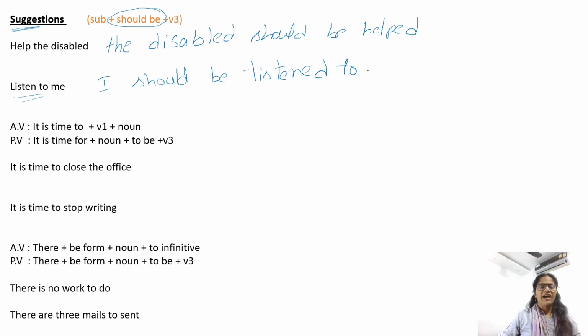If a sentence has a structure like it is time to, V1 form of a verb and noun, you need to change it into its passive voice by using it is time for, then comes noun, then comes to be and V3 form of a verb. For example, if active voice starts with it is time to, then we need to begin passive voice with it is time for. Then comes your noun. What is the noun here? The office. It is time for the office.